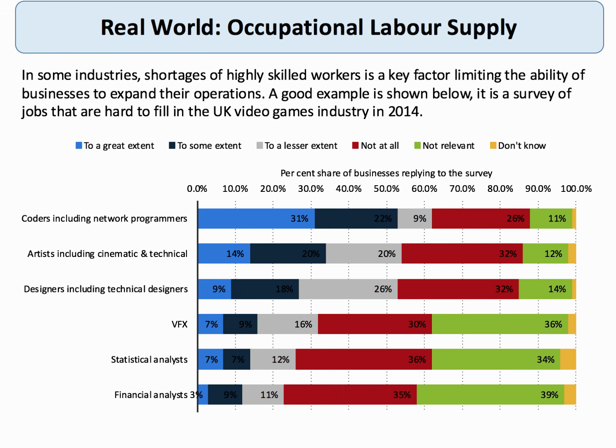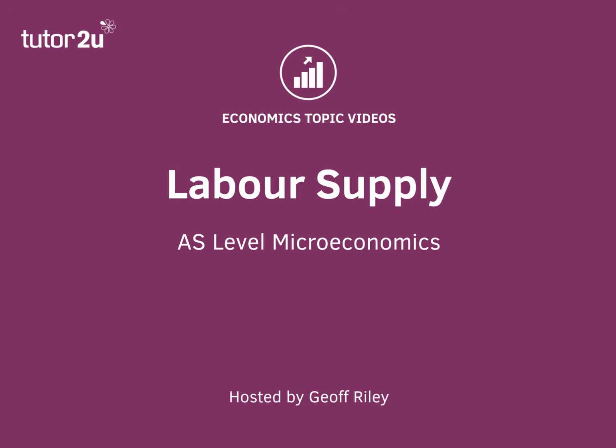Many businesses, though, still complain that they can't get hold of the skilled workers. Surveys show shortages of highly skilled employees as a factor holding back expansion. And this is a good example. It's a survey of jobs that are hard to fill in the UK video games industry. And you can see that there's quite a significant shortage of coders, including network programmers there. And that really links into elasticity of labour supply, which we'll cover in a separate topic video. But for now, these are some of the key factors affecting labour supply.